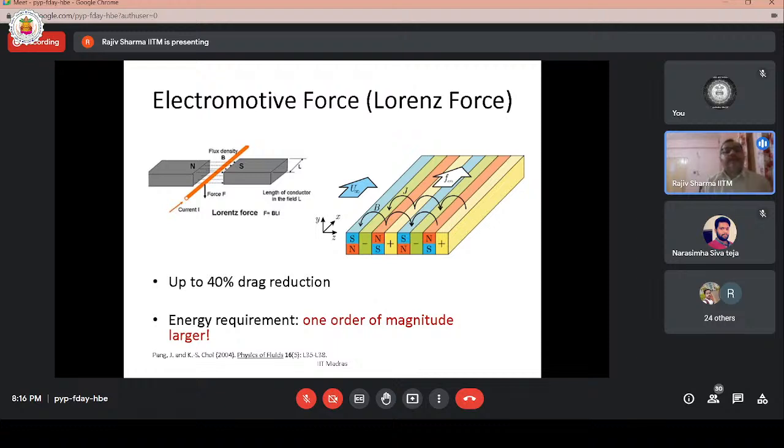And the idea is simple, that you have electromotive force, which is also Lorentz force, between two poles, north and south poles. You have the flux density, and you can change this force between north and south pole, and it will affect your flow, especially when it comes to the magnetic structures. What is the idea? Published in Physics of Fluids around 20 years before. 40% reduction was reported. The issue is the energy requirement is way too high, one order of magnitude larger.